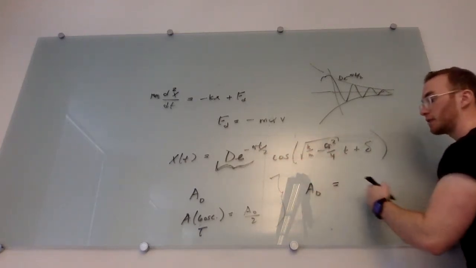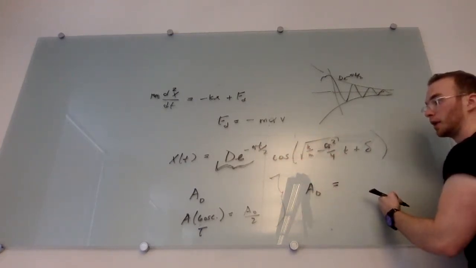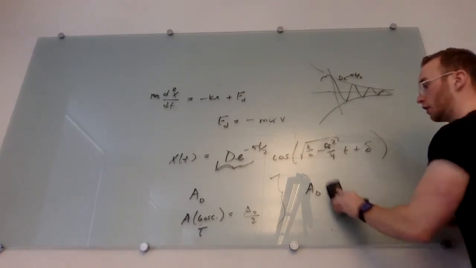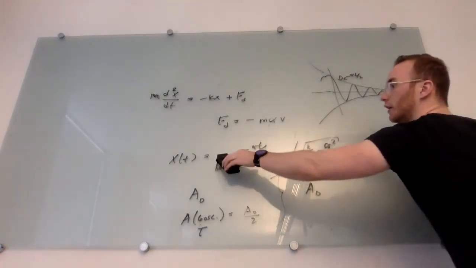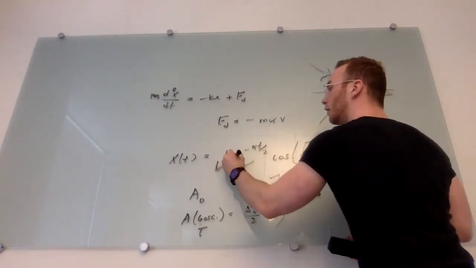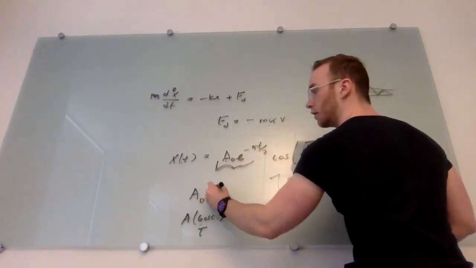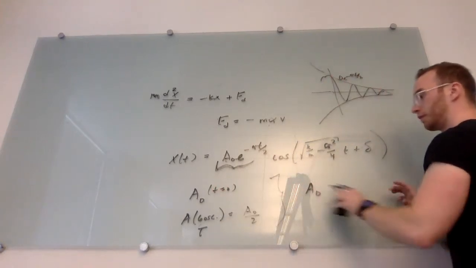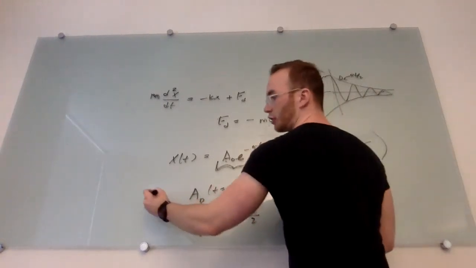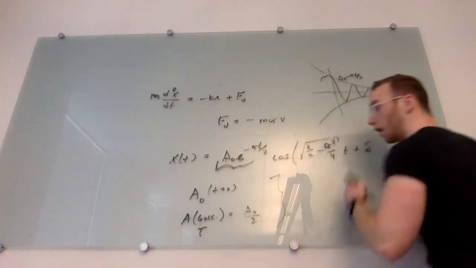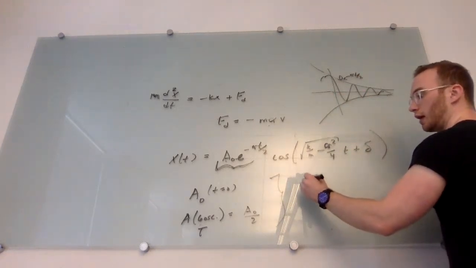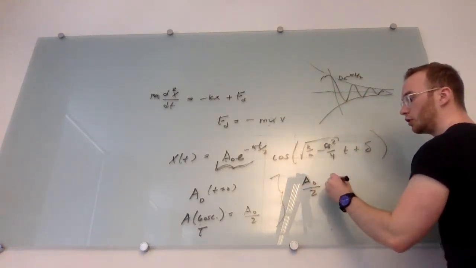And then they say at some time later, it should be A naught over 2. And so actually, I am going to replace this with A naught. So this is the actual equation, because at t equals 0 this is satisfied. So the amplitude, really I should say d at t equals 0, is A naught, but whatever. Now, the amplitude is A naught over 2.